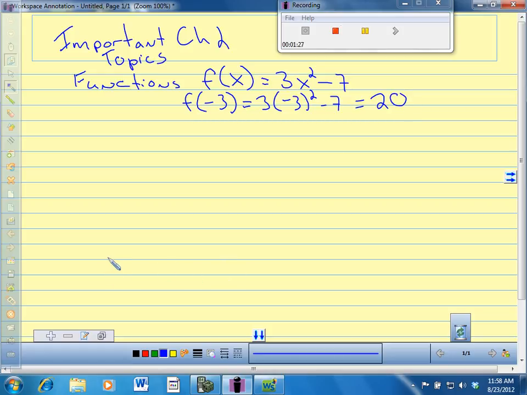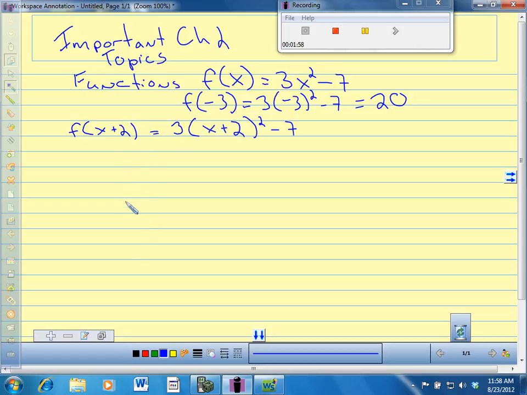Any questions on that? You could also do f of negative x. Could you do f of x plus 2? Yes. If we were saying f of x plus 2, you would plug in x plus 2 everywhere you would see an x. So that would look like 3 times x plus 2 quantity squared minus 7, and then you'd FOIL that out, multiply by 3 and all that. You can do that. That's just function notation, something in chapter 2.